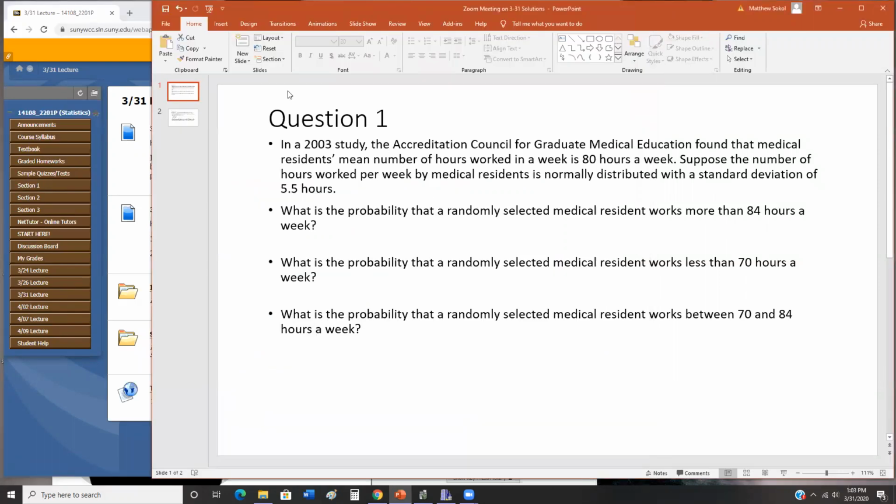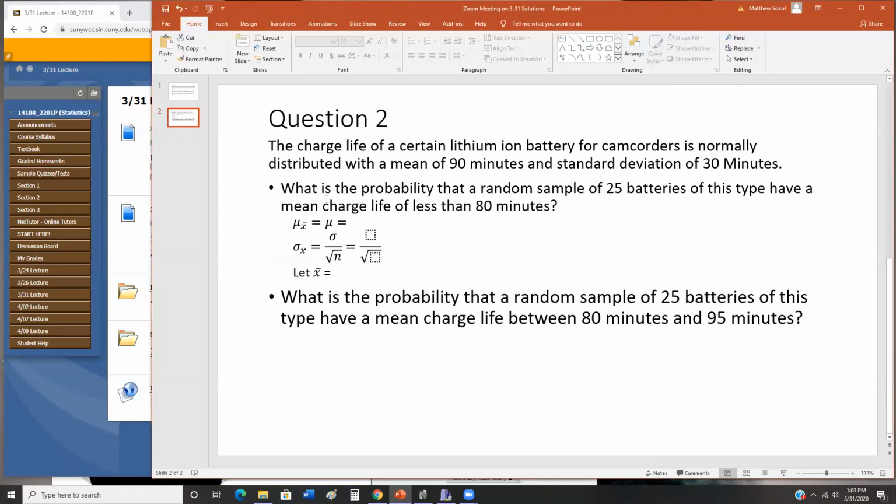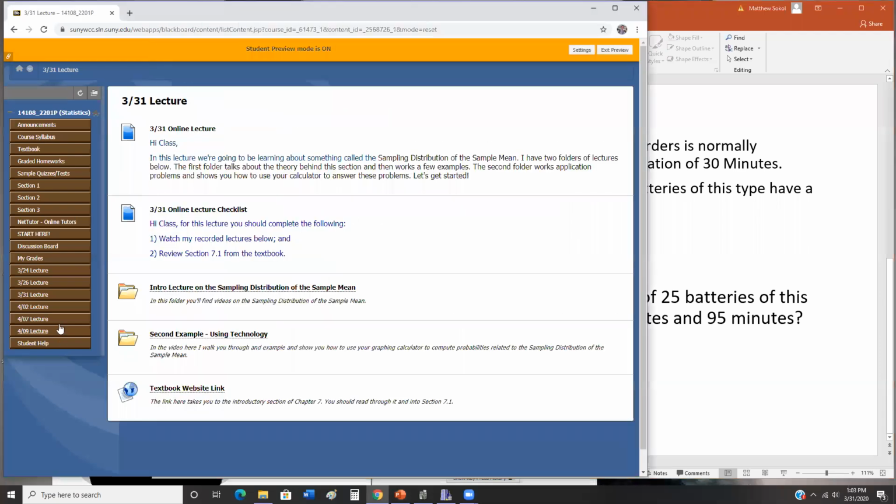So I have two problems I'm going to work for you today. The first question is not related to the sampling distribution of the sample mean, but the second problem I have here today, I am going to show you how to use, or talk a little bit about, the sampling distribution of the sample mean.